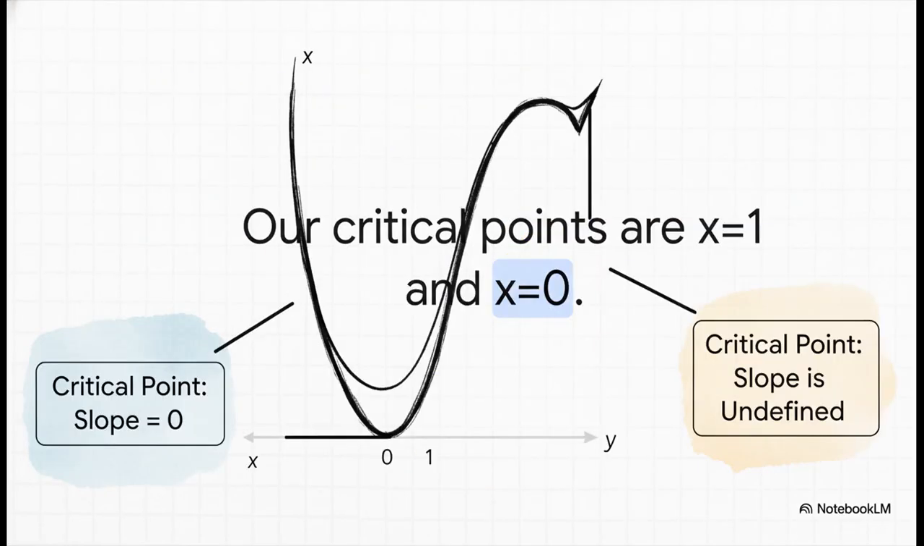And here's the key. A fraction is undefined when its denominator is 0, right? So where is the square root of x equal to 0? At x equals 0. So we actually have 2 critical points to check. We've got x equals 1 because that makes the derivative 0, and we have x equals 0 because that makes the derivative undefined. You absolutely have to check for both.